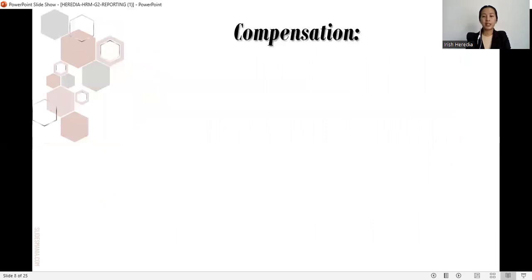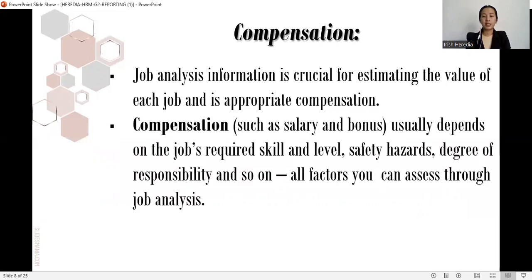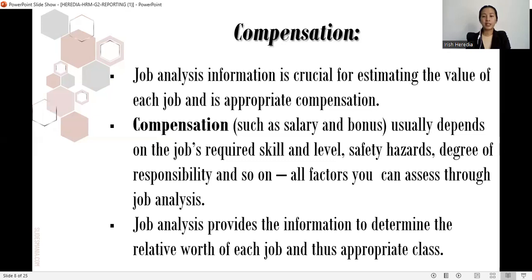Second, we have here compensation. Because we are all working to gain an income, compensation plays a very important role. The role of job analysis information is crucial for estimating the value of each job and its appropriate compensation, because compensation will differ from one employee to another, because your level of work is not equal. So your compensation also is not equal. There will be higher paid and lower paid. Compensation such as salary and bonus usually depends on the job's required skill and level, safety hazards, degree of responsibility, and so on. All factors you can assess through job analysis fall under compensation. Job analysis provides the information to determine the relative worth of each job and thus its appropriate class.